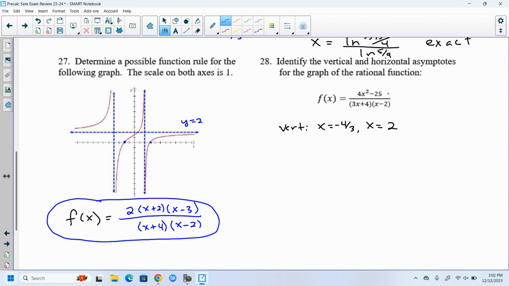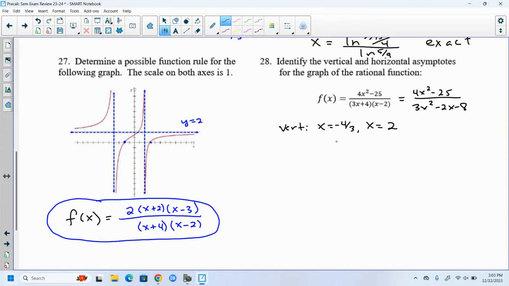Horizontal has to do with the degrees. Now, this top one does factor, but it doesn't really affect the problem. You could factor into 2x minus 5 and 2x plus 5, but not needed in this case because we're not graphing it. So we get 4x squared minus 25 over. Okay, if I would multiply that out, I would get 3x squared minus 2x minus 8. Same degree.